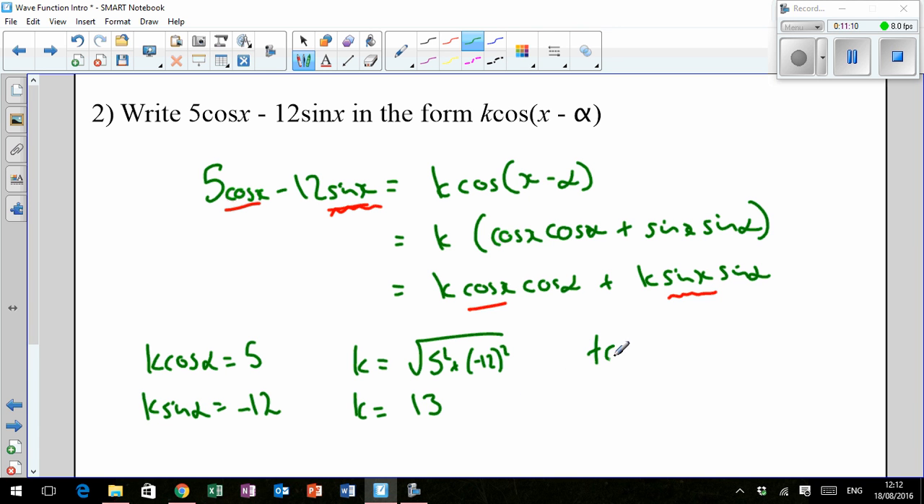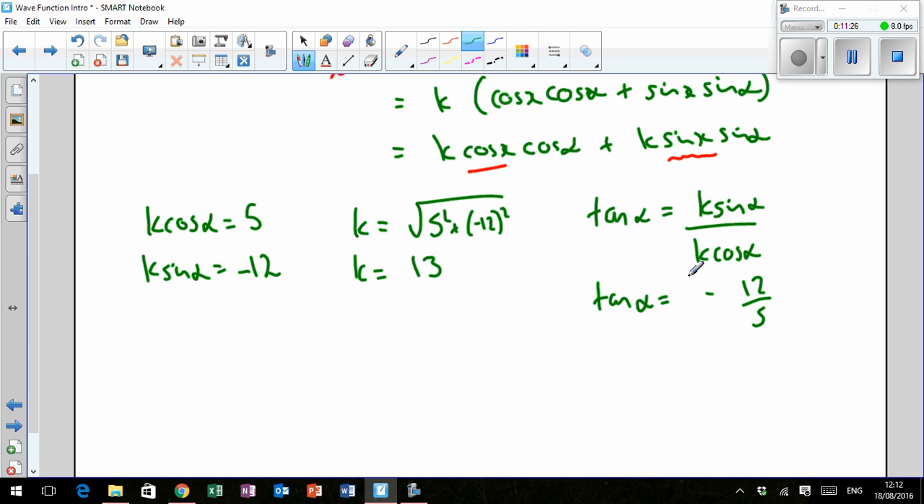And for me to calculate alpha, tan alpha is equal to k sin alpha over k cos alpha. So tan alpha is equal to negative 12 over 5. Okay, and this is where we need to be right on top of our trig identity or our trig equations. So we're working on our CAST diagram. We know that cos is positive, so we're working here and here, and we know that sin is negative, so we're working here and here. So it's going to be in the fourth quadrant this time, and we're going to just calculate our angle, the inverse tan of the positive 12 over 5.